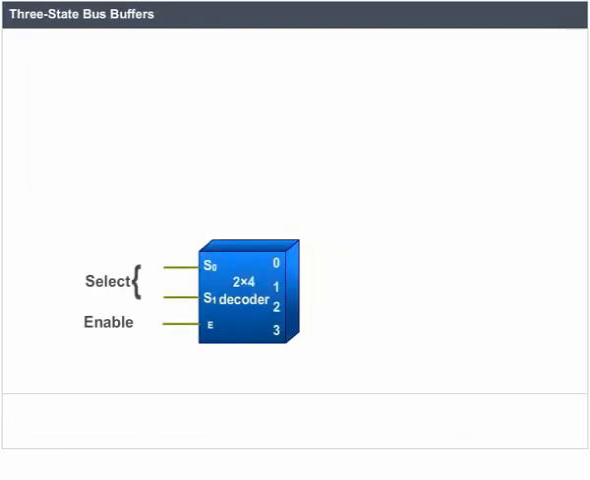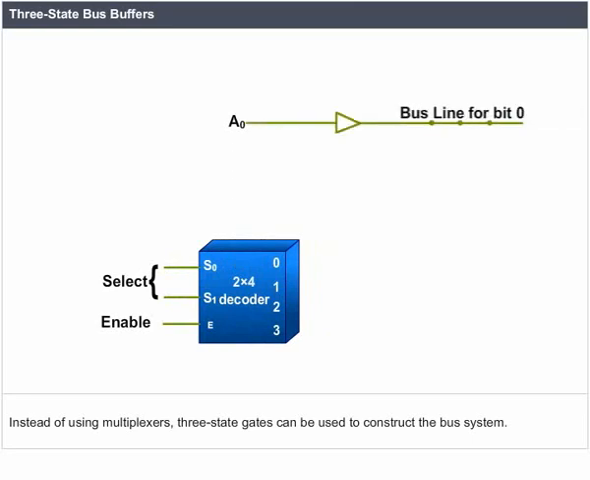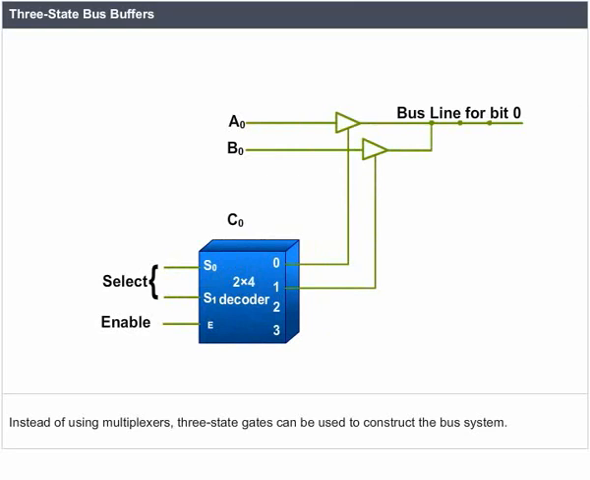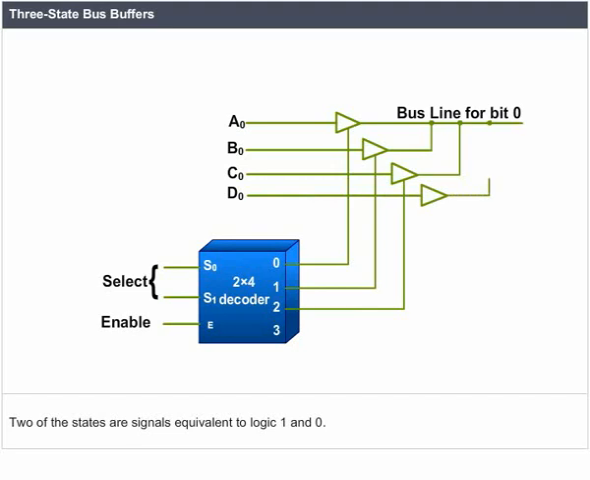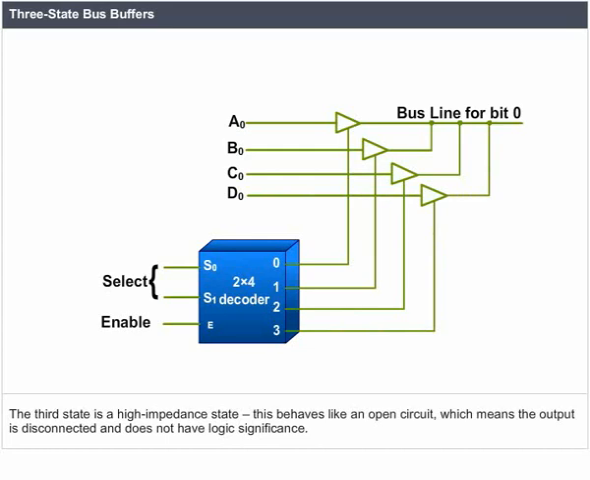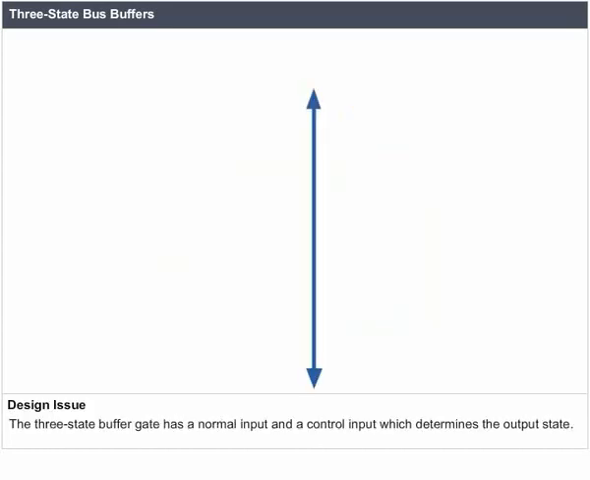3-state bus buffers. Instead of using multiplexers, 3-state gates can be used to construct the bus system. A 3-state gate is a digital circuit that exhibits 3 states. Two of the states are signals equivalent to logic 1 and 0. The third state is a high impedance state. This behaves like an open circuit, which means the output is disconnected and does not have logic significance.